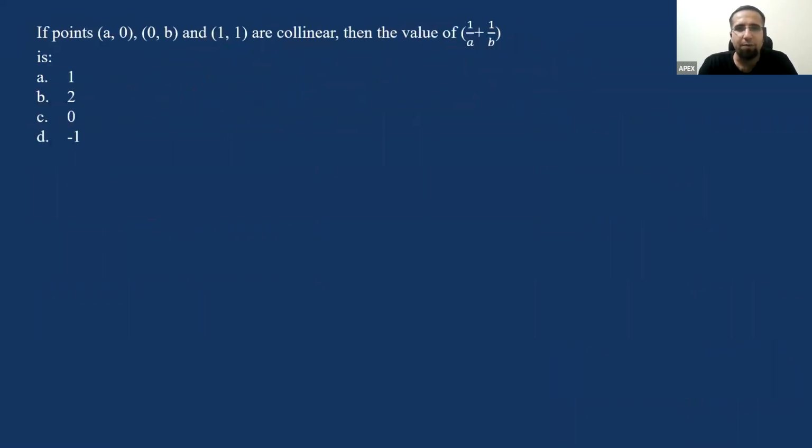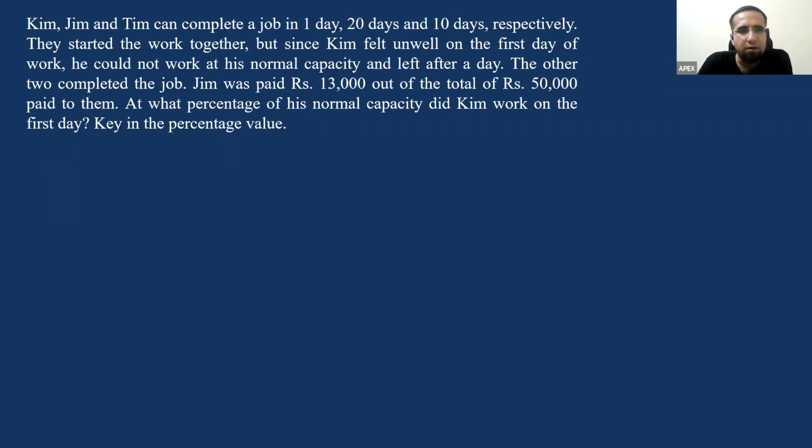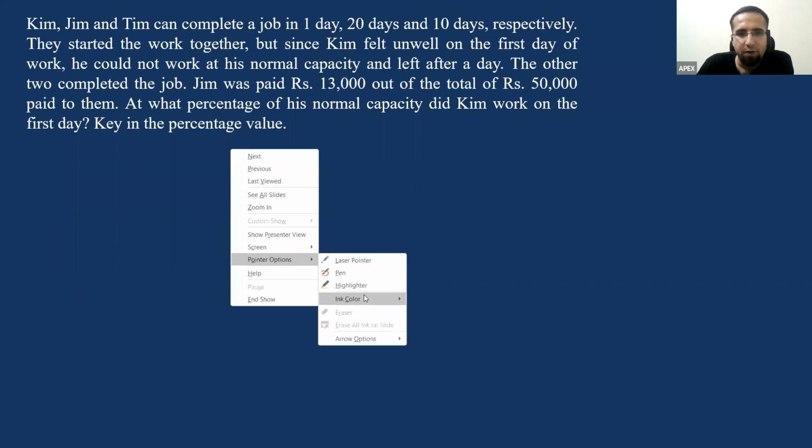Now, a question on time and work. Last 3 questions, guys. So Kim, Jim, and Tim can complete a job in 1 day, 20 days, and 10 days respectively. Let's look at this question.